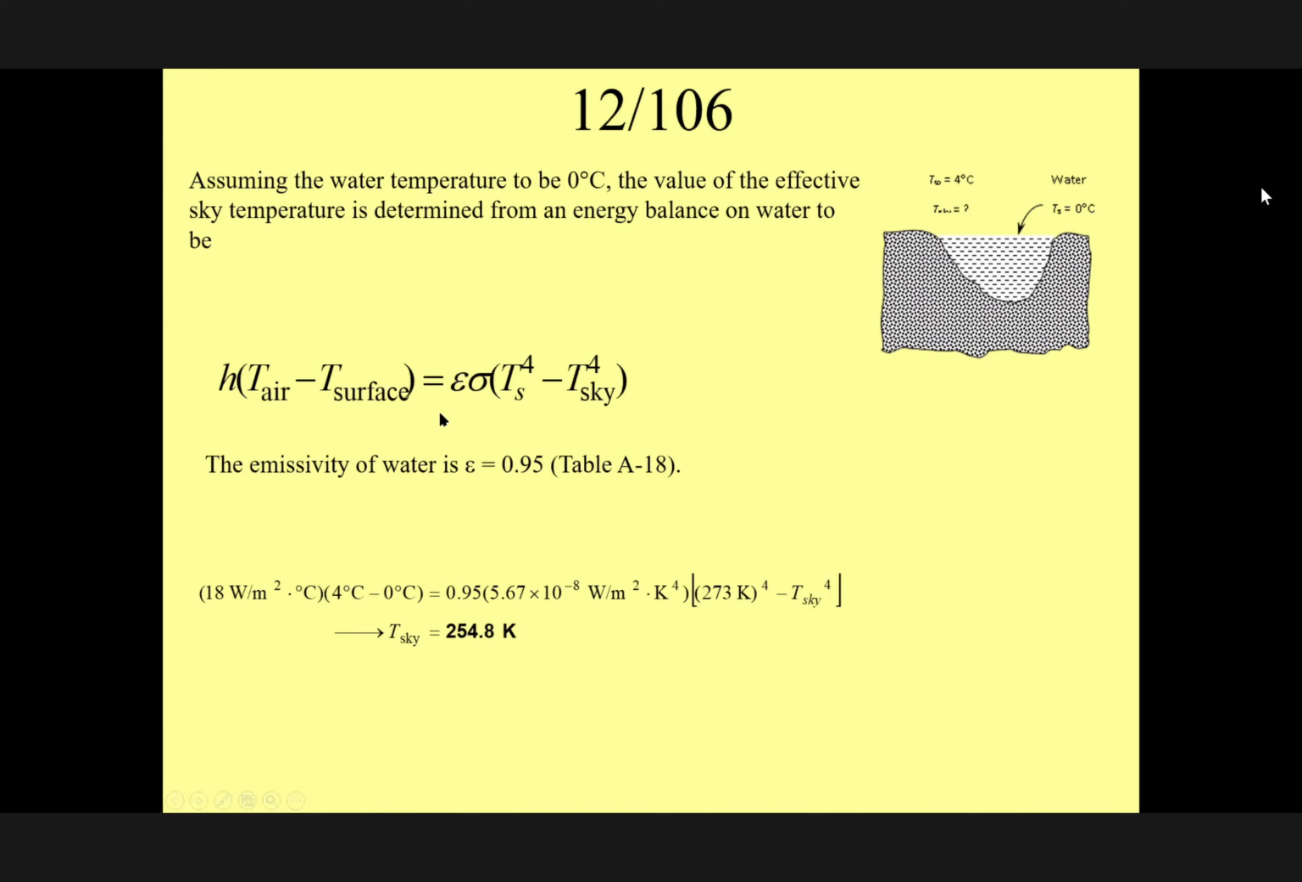And the question, what is emissivity? Here we assume 0.95, okay? And based on that, we can calculate. If the temperature of the sky is around 254 K, minus 20 degrees centigrade, therefore we can have frozen ice in the morning, okay?